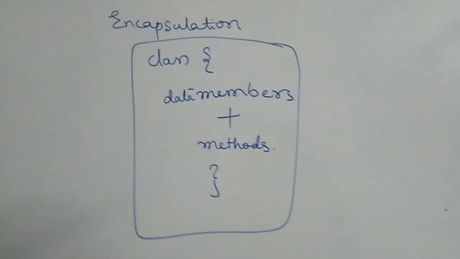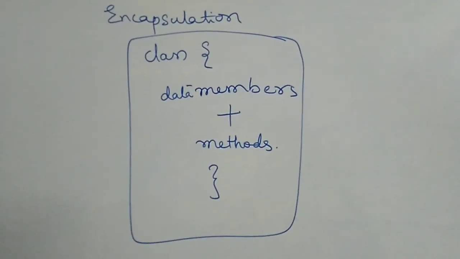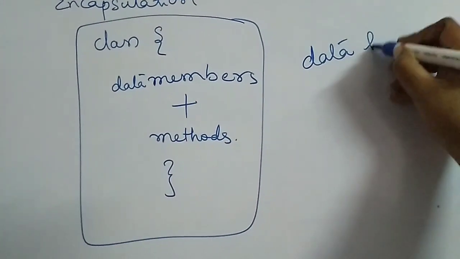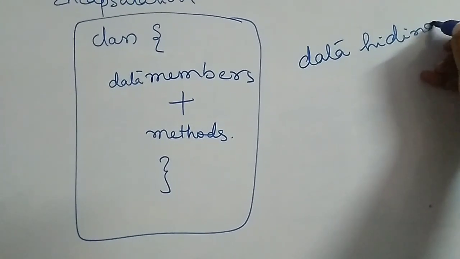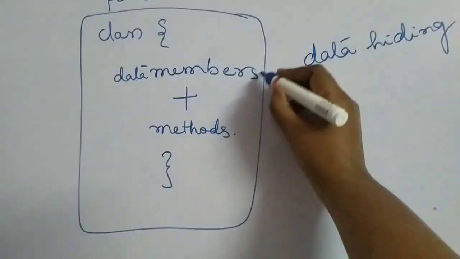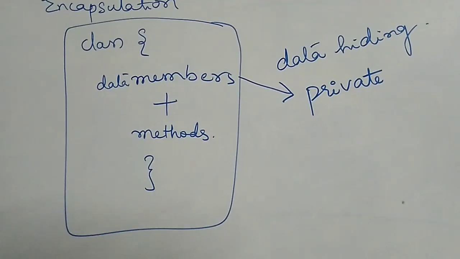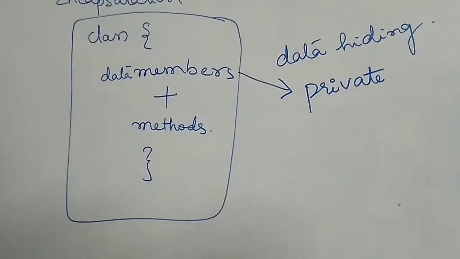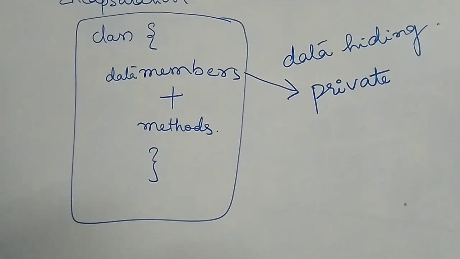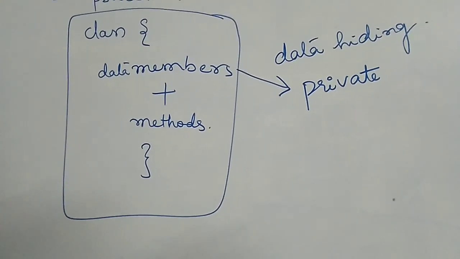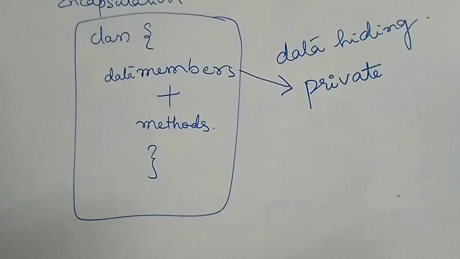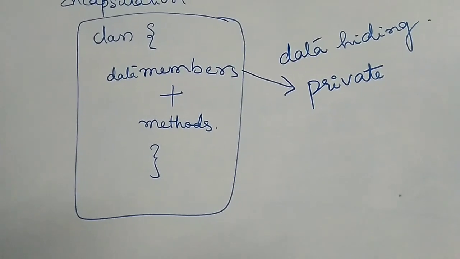Now, to implement data hiding inside the class, how do you do it? You have to make the data members private. You won't be making all the data members private. You will be making only certain members private, when you feel that these members cannot or should not be accessed by the outside code.